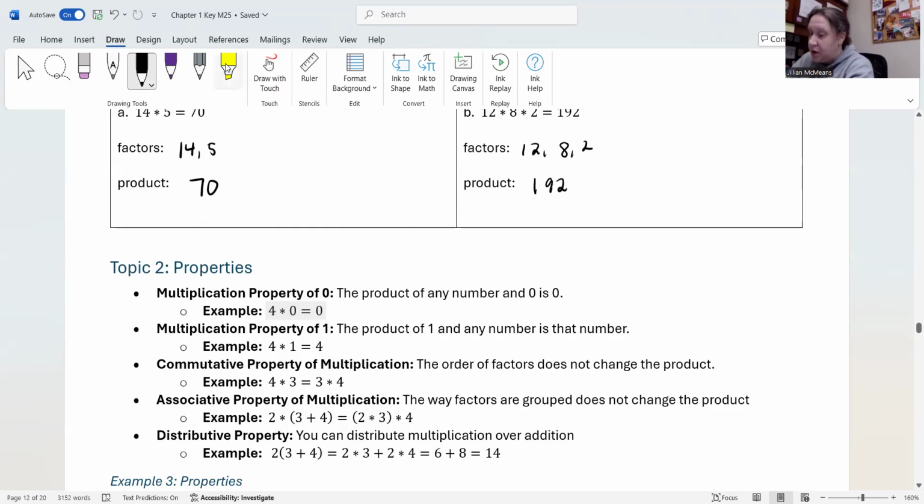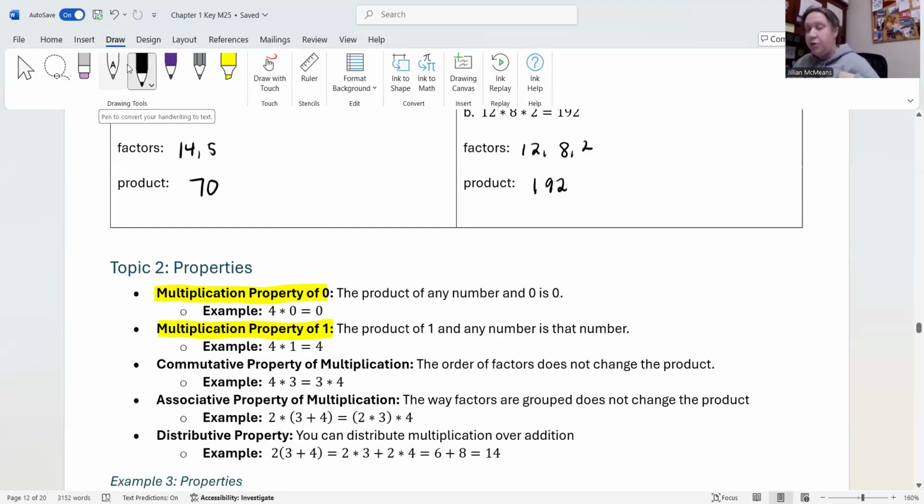Okay? So we've got our two properties so far, multiplication property of 0 and multiplication property of 1, and we have examples of each of those. So the example for the multiplication property of 0 is 4 times 0. What is that going to be? It has to be 0. Okay? The multiplication property of 1, 4 times 1. 4 times 1 has to equal 4.